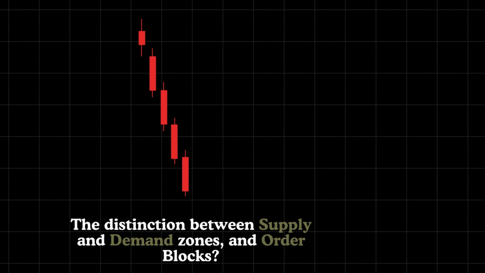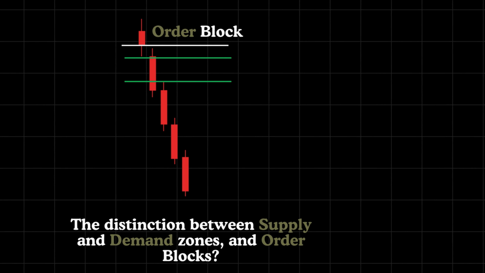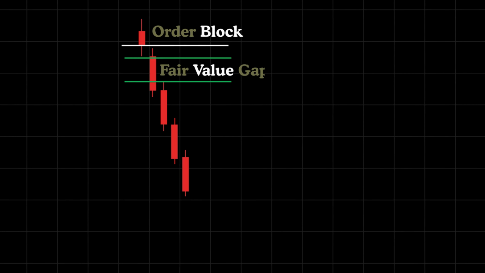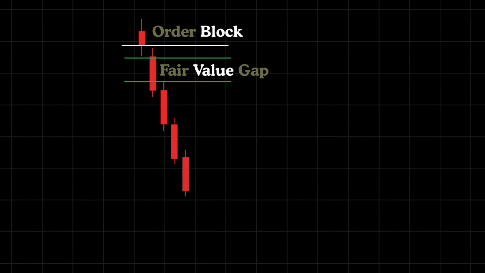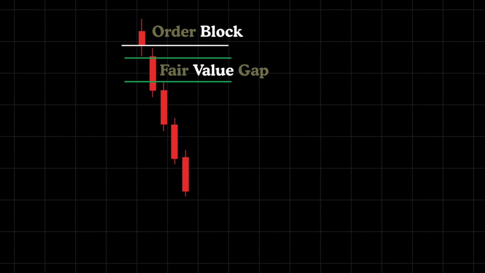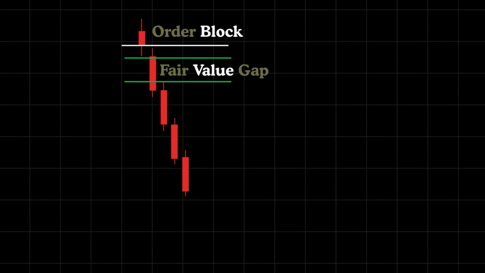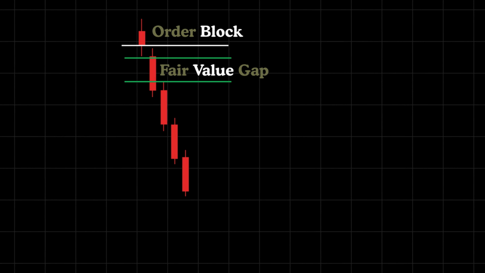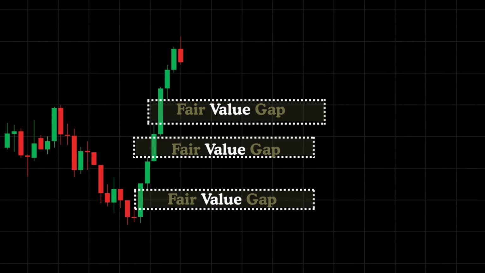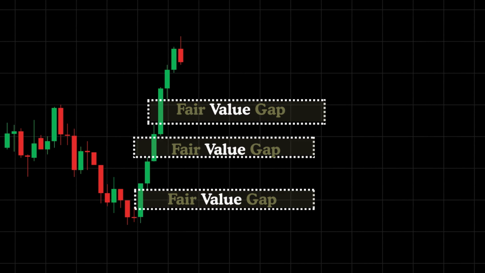Alright, now let's break down the distinction between supply and demand zones and order blocks. As mentioned earlier, a valid order block must always include a fair value gap and remain unmitigated. That fair value gap is the footprint of aggressive institutional activity, and the unmitigated nature signals that the orders inside are still untouched. Here's an example. Look at this zone. Strong move, clear fair value gap, and price hasn't tapped it since it formed. That's a textbook order block.